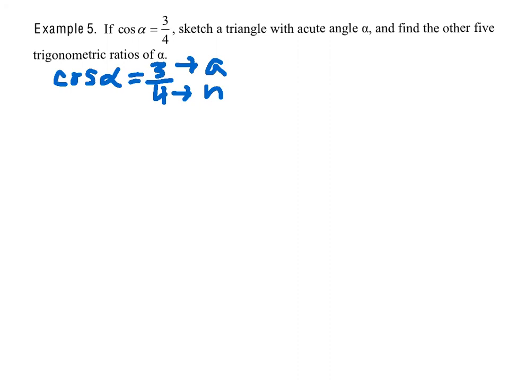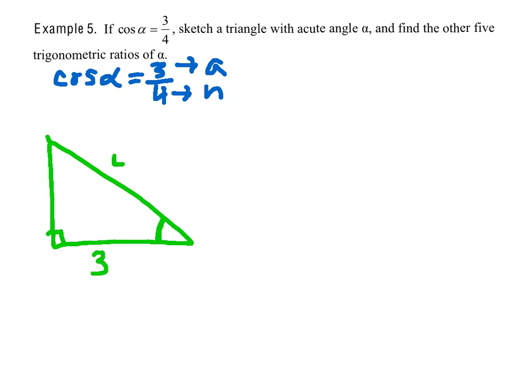So the first thing you want to do is go ahead and draw a triangle. I'm going to put the angle on the bottom. So that's the angle I'm going to work from. That's alpha. So it's saying my adjacent is 3, my hypotenuse is 4. Now we have to find this missing side if we want to find the other 5 trig ratios.